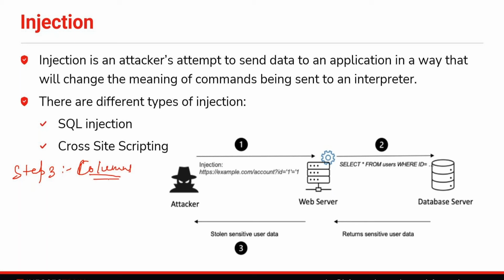For that we have a very simple command, we use simply order by. Okay, we'll see it practically, then it will be more clear to you. So we use order by, and we have to write the number of columns. Let's say I'll write order by 3 hyphen hyphen, or order by 4, 5, like anything. I just have to make a guess and I have to write it.